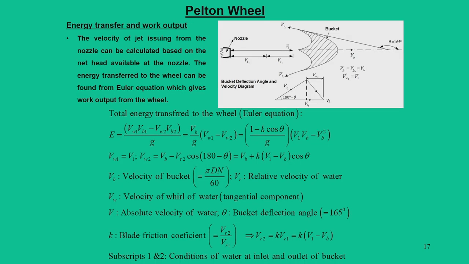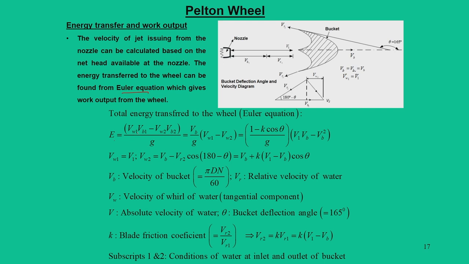Then the next important segment is how to find the energy transfer and work output. The velocity of the jet issuing from the nozzle can be calculated based on the net head available at the nozzle, and the energy transfer to the wheel we can find out using the Euler equation. The Euler equation can be remembered as E is equal to (Vw1 Vb1 minus Vw2 Vb2) by g.